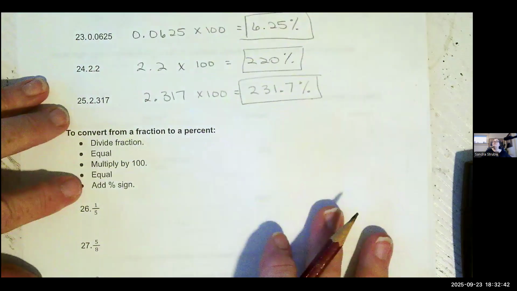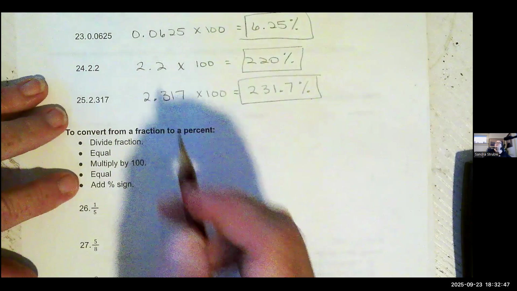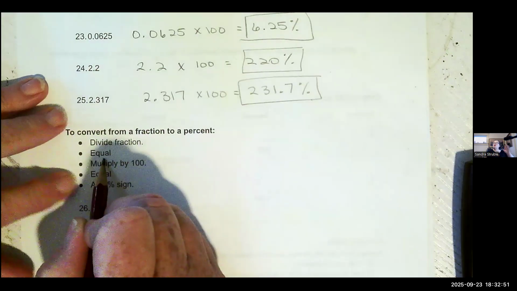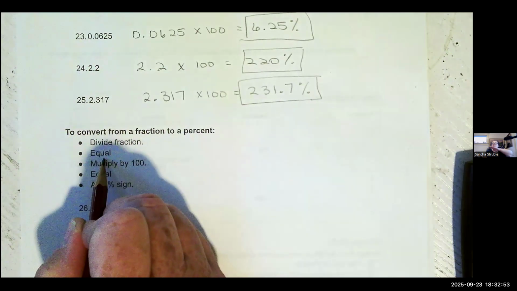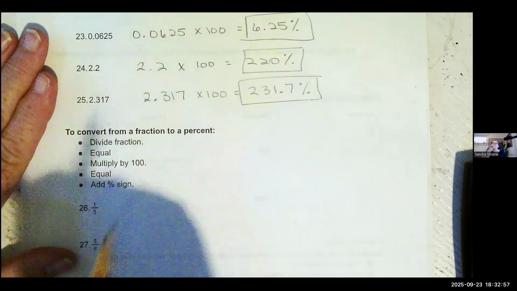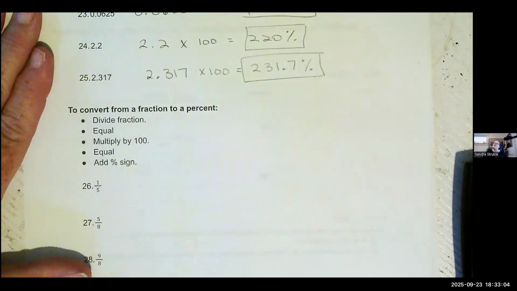Now we're going to convert from a fraction to a percent. And I gave you a few more steps to help with this. You're going to divide your fraction and hit equal sign. You're going to pause. Do not clear your screen. You're going to go straight from that and you're just going to hit multiply. You're going to times 100 equals, and then add your percent sign. I'll show you what I mean.